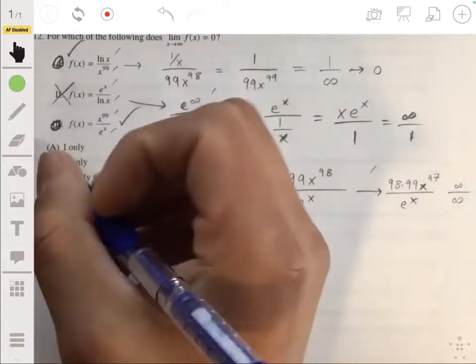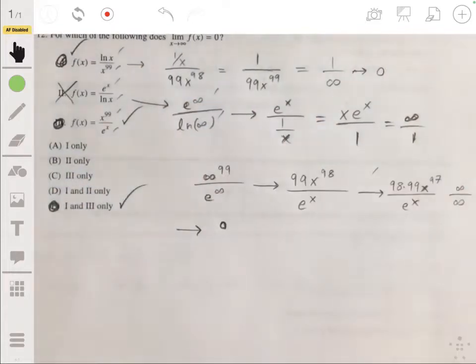And then, so our answer will be E, because 1 and 3 are both valid.